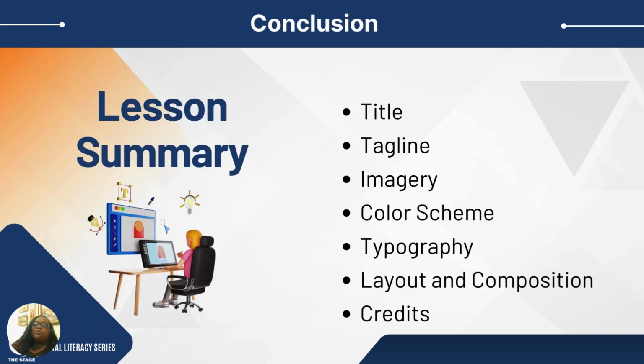All right. So to recap, a successful film poster combines a strong title, a memorable tagline, and impactful imagery. It also involves effective color scheme, clear typography, balanced layout, and appropriate credits. Now, applying these elements will help you create an engaging and effective film poster that you will love and that your audience will love and be attracted to.